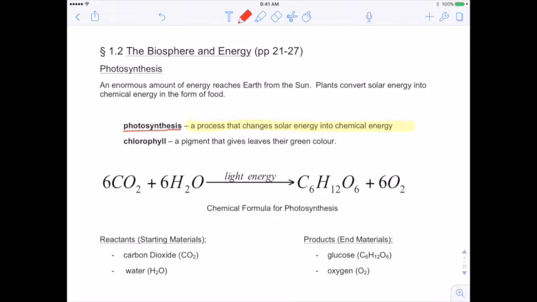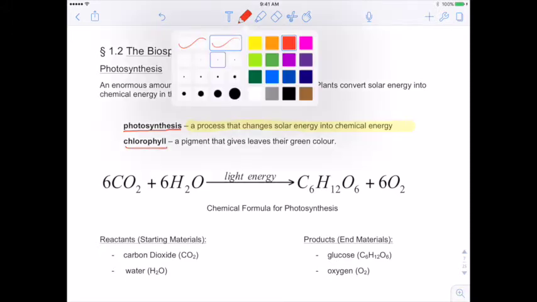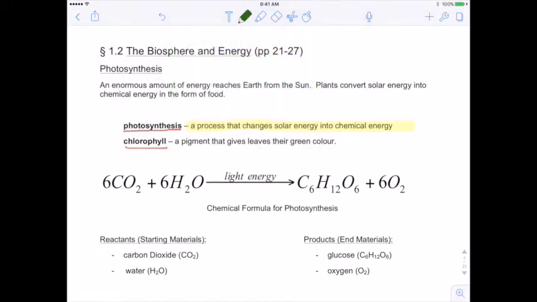Both green plants and algae contain this chemical compound called chlorophyll. And chlorophyll is basically a pigment, like paint, like green paint. And it's responsible for giving plants their green color. The chemical process of photosynthesis can be summarized using a chemical equation. And here we have the chemical equation for photosynthesis.